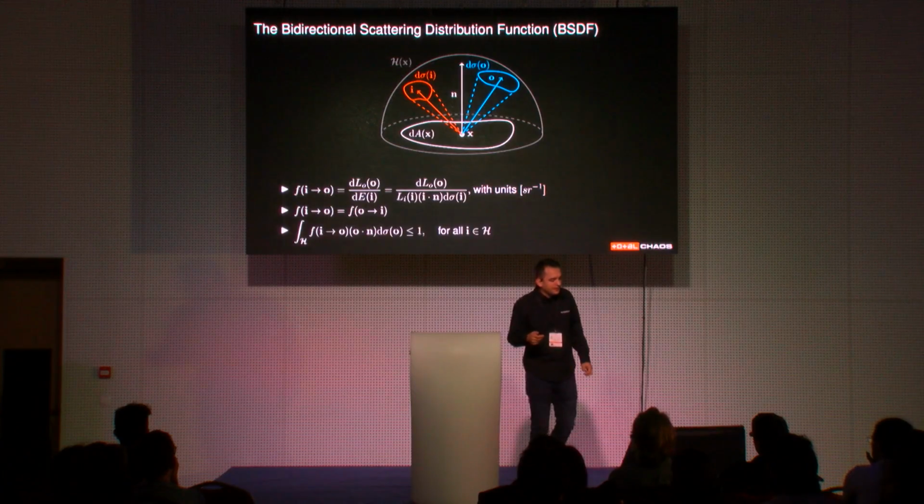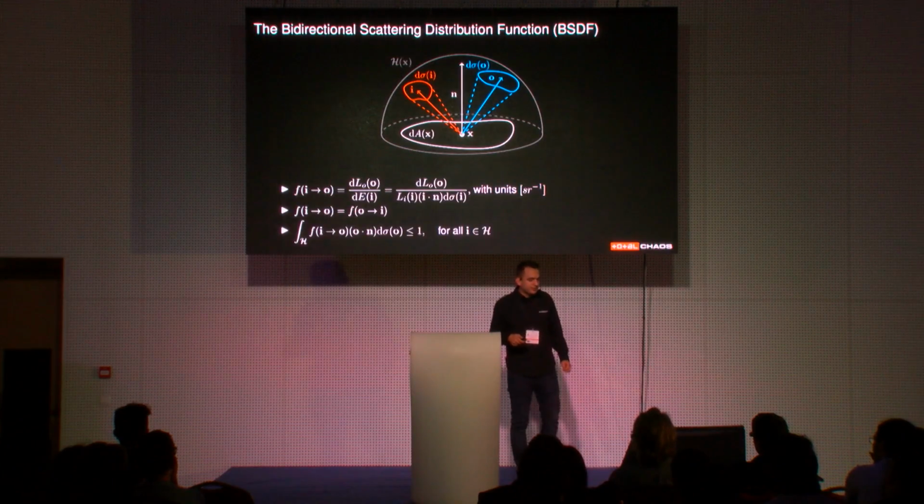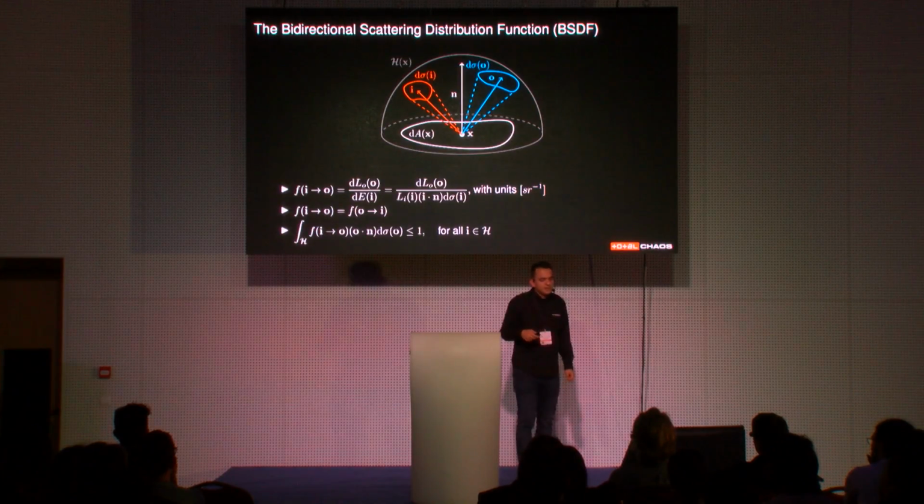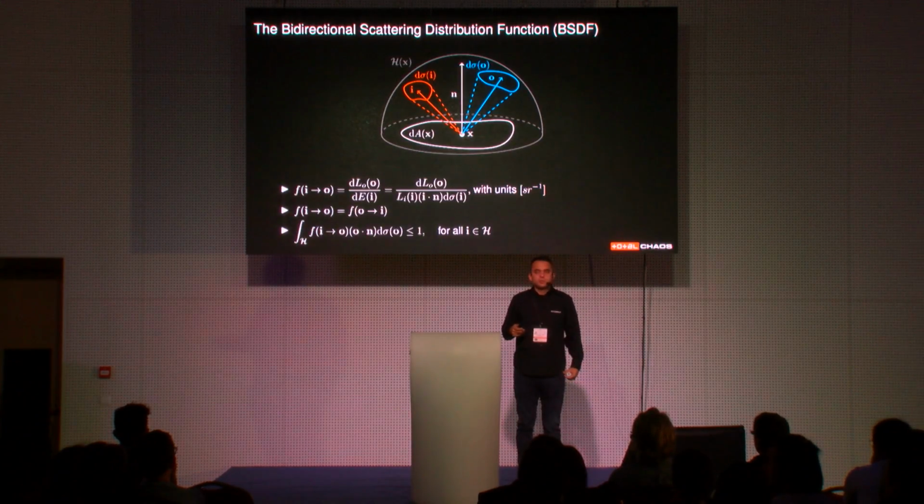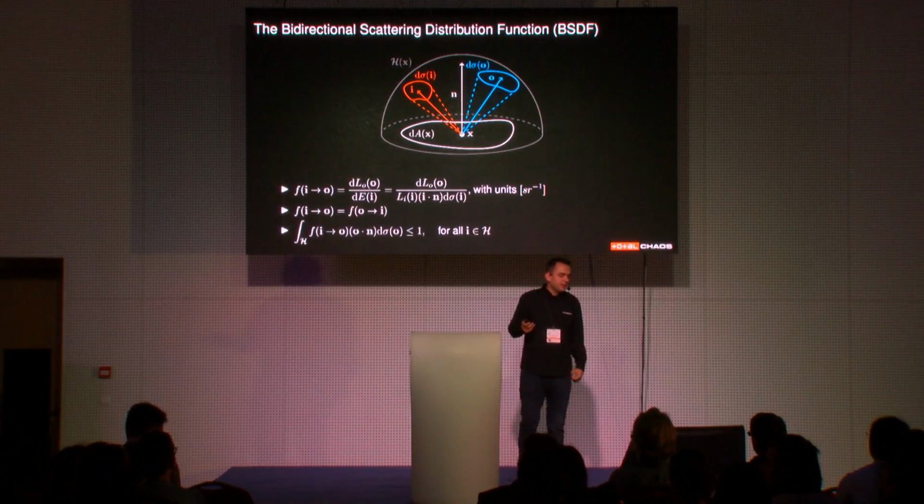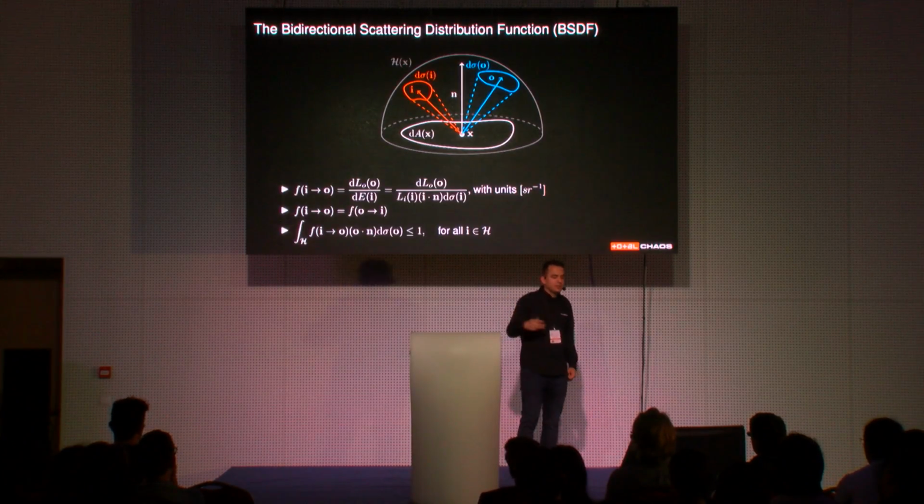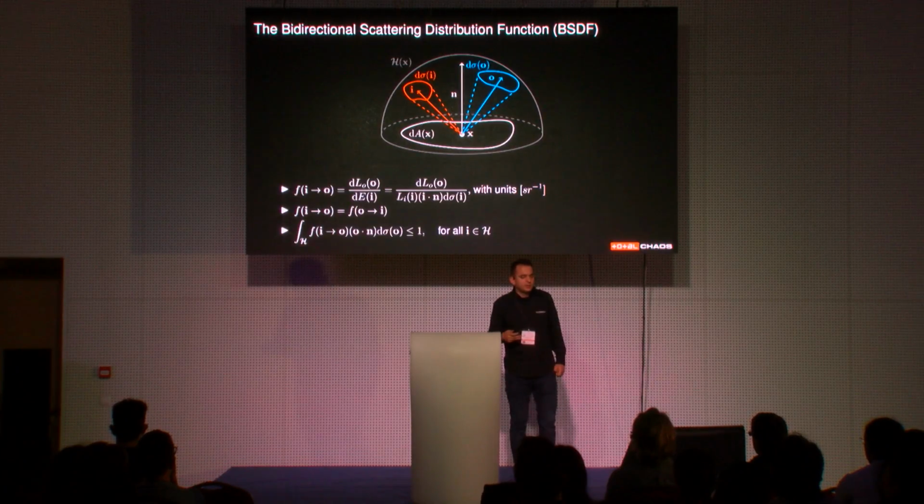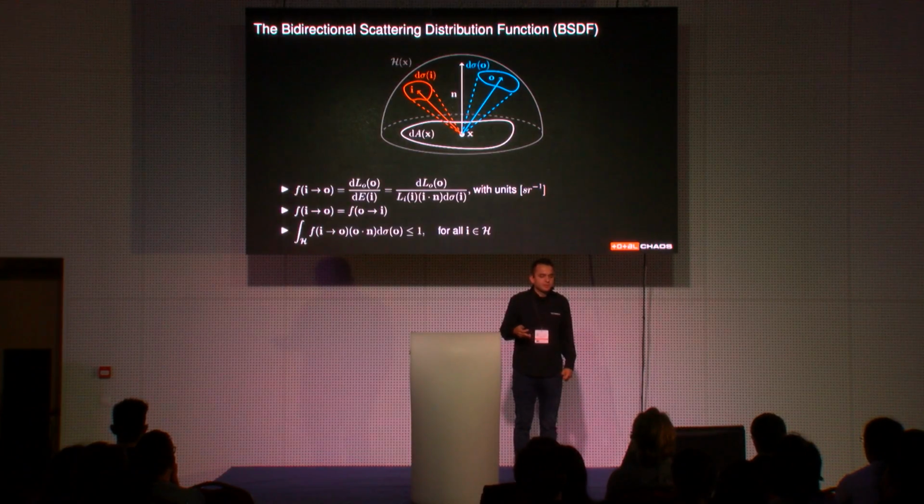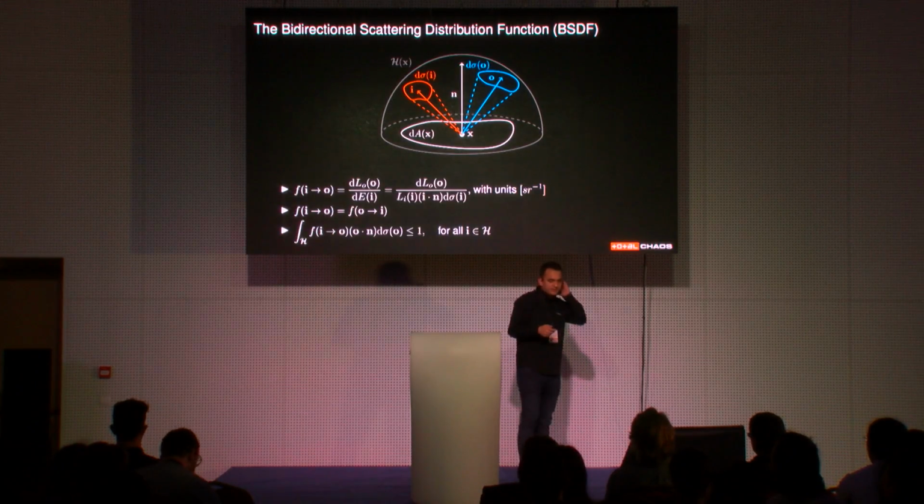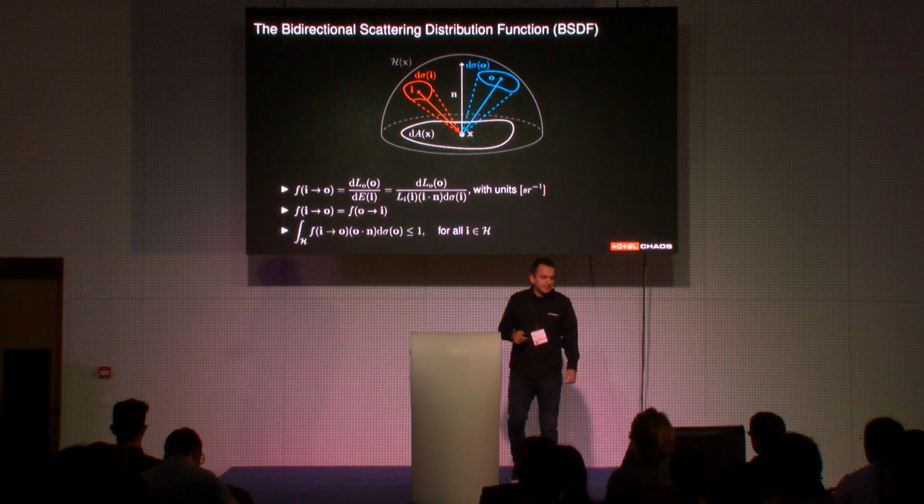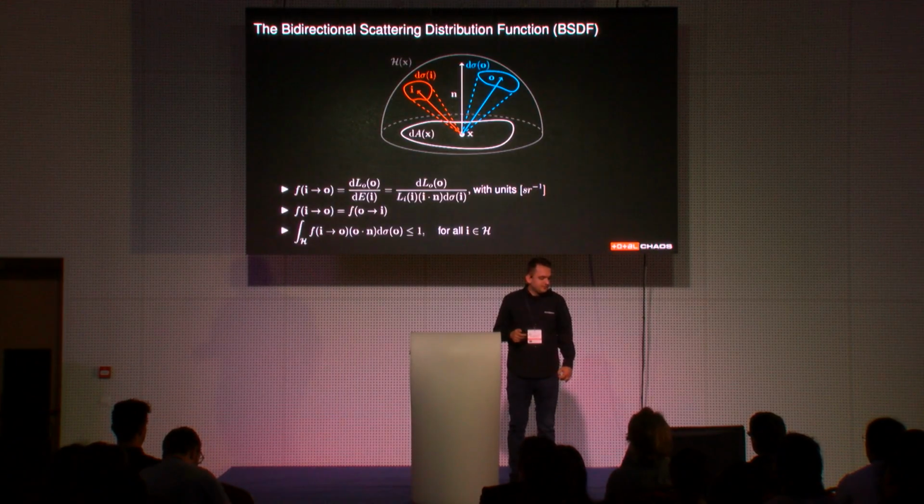So these materials need to meet certain properties in order to be physically based. One thing is the second bullet here. This is the reciprocity. It means that the material should behave exactly the same way, no matter if the light is coming along I and we are observing at O, or vice versa. And also energy conservation must be met. This is the last equation here.